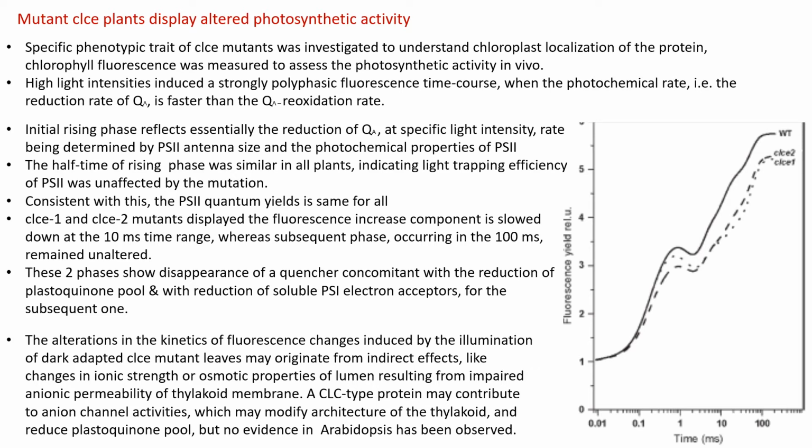there could be some kind of impairment in the anionic permeability of the thylakoid membrane, and this could result in some kind of change in the thylakoid structure, which could result in a reduced plastoquinone pool that we see based on the graph present. And that could be the reason why we see such a polyphasic plot when looking at the chlorophyll fluorescence for the mutants versus the wild type.